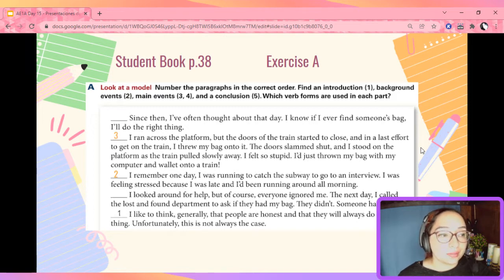"I ran across a platform." Very good. In number 4, "I looked around for help." So of course the last paragraph, the conclusion, is "Since then I have often thought about that day." Did you have the same?